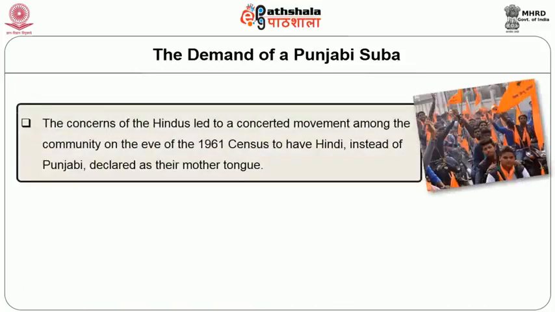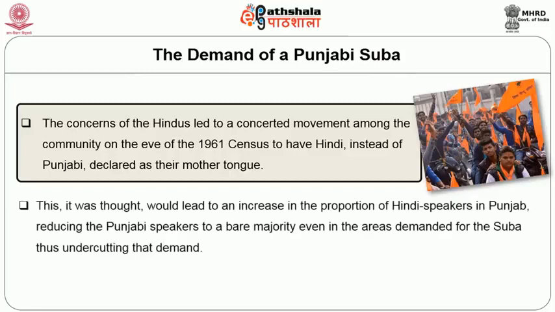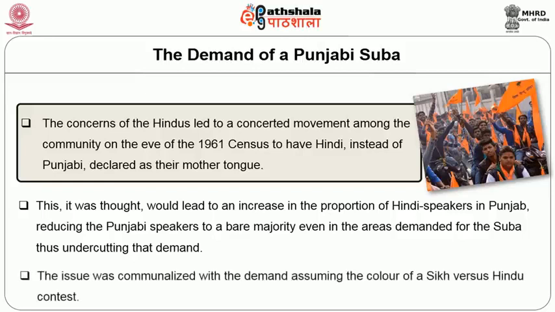The concerns of the Hindus led to a concerted movement among the community on the eve of the 1961 census to have Hindi instead of Punjabi declared as their mother tongue. This, it was thought, would lead to an increase in the proportion of Hindi speakers in Punjab, reducing the Punjabi speakers to a bare majority even in the areas demanded for the Suba, thus undermining the demand.